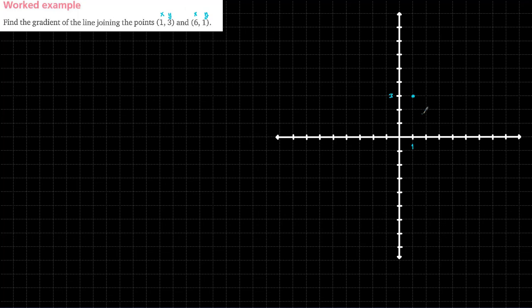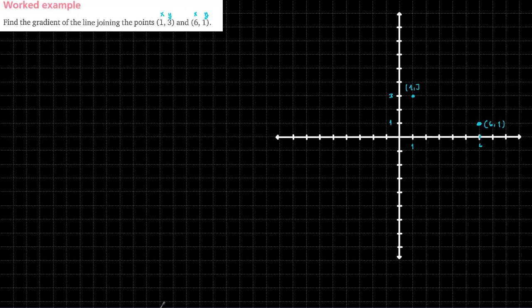And for the second one, x is equal to 6. 1, 2, 3, sorry, 4, 5, and 6. This is the x equal to 6 line, and the y value is equal to 1, so this is the second point. So (6, 1) represents this point here, and this is (1, 3).